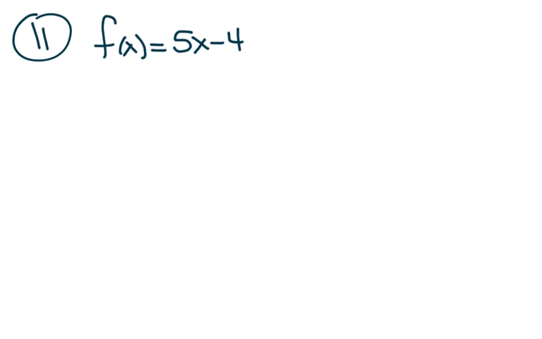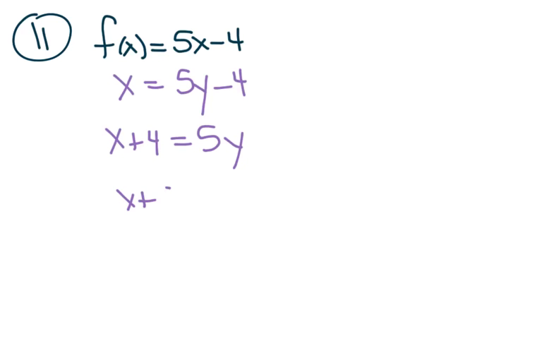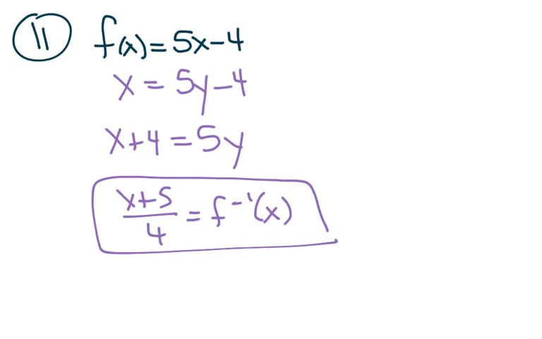The last thing we reviewed was finding equations of inverses, which is something we did in Algebra 2. In order to find a general equation of an inverse, you're going to switch x and y and solve that new equation for y. So I'm going to add 4 and then divide by 5. And that's the equation of my inverse. And the inverse is denoted with what looks like f to the negative first power, but really isn't.